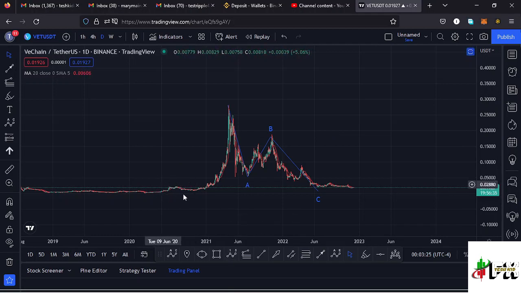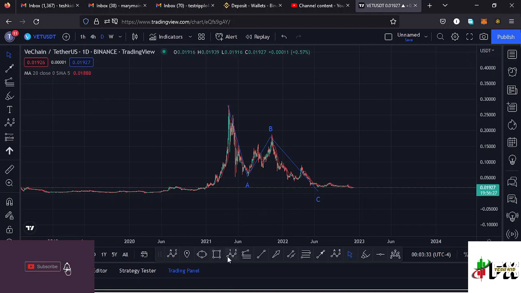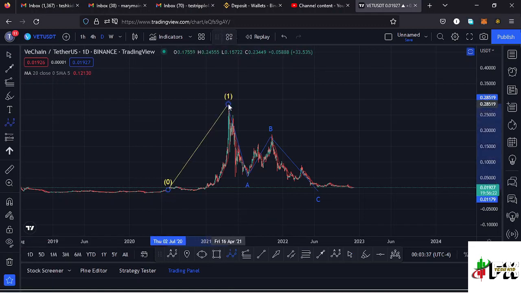So Vechain, from these low prices that we had been trading within, we saw this impulsive movement to the upper side, making it to an all-time high at around the $0.28 mark, in a movement that I'm terming as a higher Elliott wave count 1 to the upper side. And after seeing the all-time high, we have been seeing low prices in this massive ABC corrective structure, which I'm terming as a higher Elliott wave count 2.